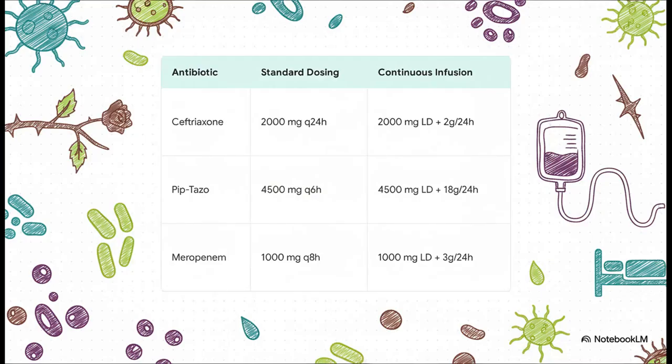Now, if we look at specific guidance, like the Dutch SWAB guidelines for sepsis, you can see a real emphasis on optimizing pharmacokinetics and pharmacodynamics. For the beta-lactams like piptazo and meropenem, they strongly recommend using prolonged or even continuous infusions. The whole idea is to maximize the time that the drug concentration stays above the bug's minimum inhibitory concentration, which we know can lead to better outcomes for patients.